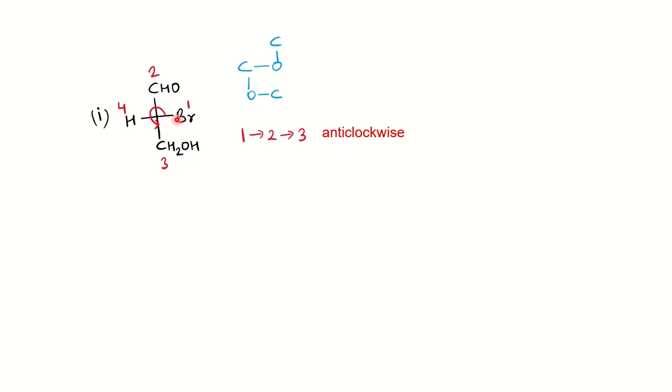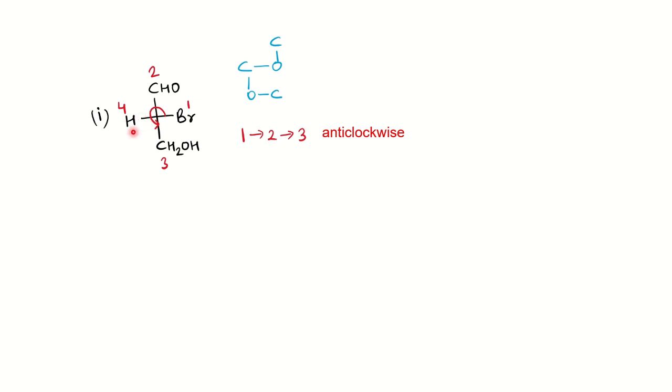And then what we have to do according to this rule, you have to see 1, 2, 3. Okay, forget about the 4. You have to go from 1 to 3 and look here that it is anti-clockwise, right? Anti-clockwise. Now according to the CIP rule, the lowest priority should be on the vertical line, right? We have to rotate this in a way that the hydrogen comes in a vertical line. So in that way we will solve the next problem.